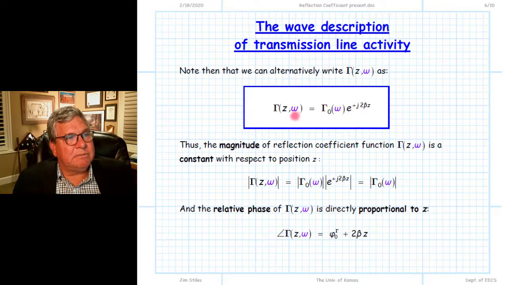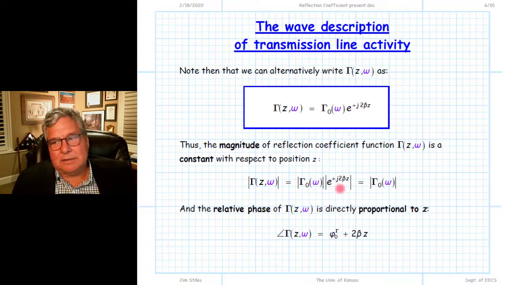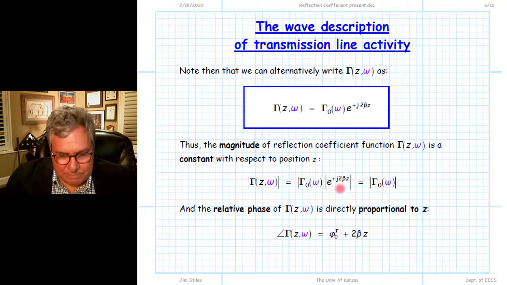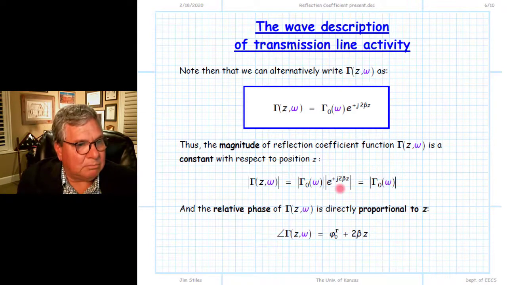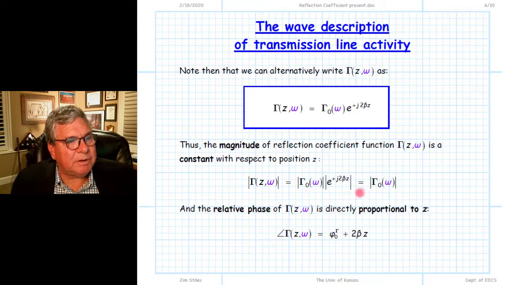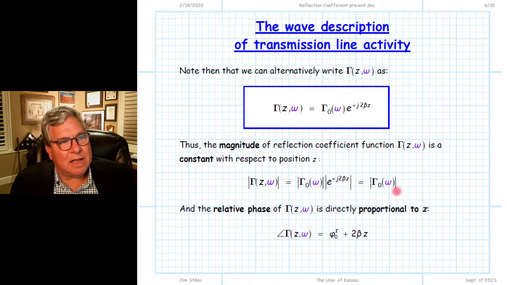All right, let's go through and see if we can figure out what is the magnitude of this function with respect to position z. We take the magnitude of this reflection coefficient function. The magnitude of the product, remember, of two things is the product of the magnitudes. In this case, the happy news is the magnitude of the complex exponential is equal to 1, and therefore the magnitude as a function of position is a constant.